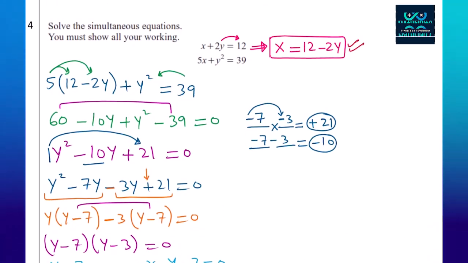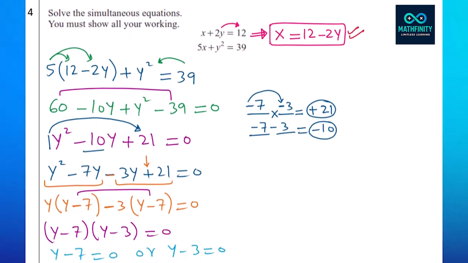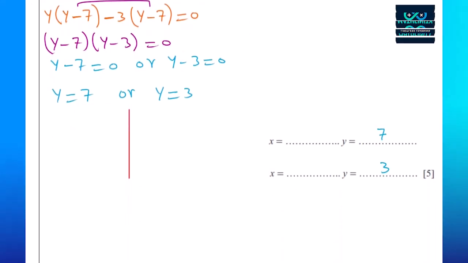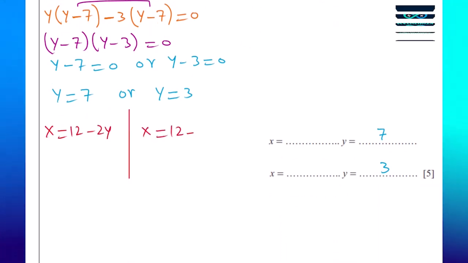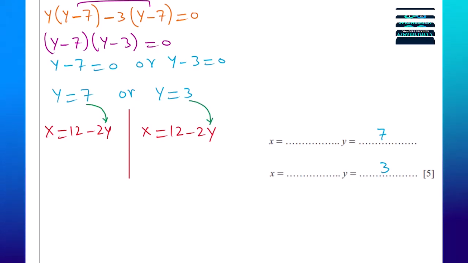So x is equal to 12 minus 2y. In place of y, we will write x is equal to 12 minus 2y. In place of y, we will substitute these values. This value we will substitute here, and then this value we will substitute here.